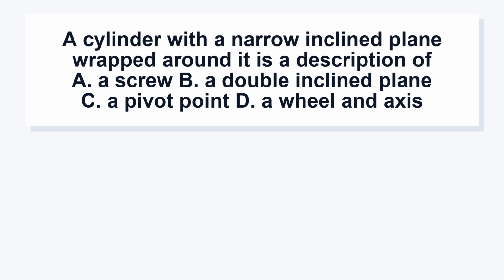A cylinder with a narrow inclined plane wrapped around it is a description of A. a screw. B. A double inclined plane. C. A pivot point. D. A wheel and axle.